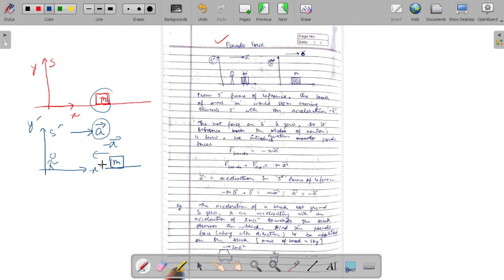So when we talk about Newton's laws of motion, they have to be applicable in all frames of reference, and as you can see, it is not applicable in frame of reference S dash. So these frames of reference in which Newton's first law is not applicable are called non-inertial frames of reference.